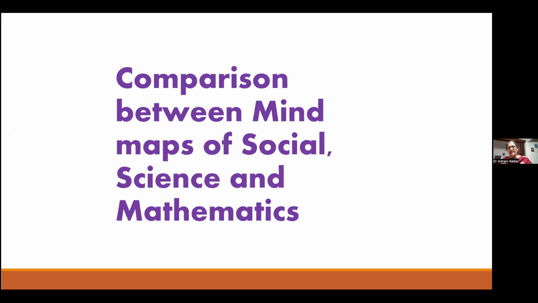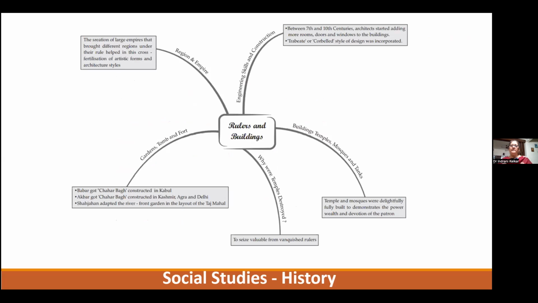Now I will show you different mind maps for social science and maths made using the software. Look at this. This is for rulers and buildings from history, the social studies part. You get a center title and some main topics written on it, and there are sub-points written as paragraphs. You could divide them into smaller parts, or write it like this. They are inside the box, written with bullets.